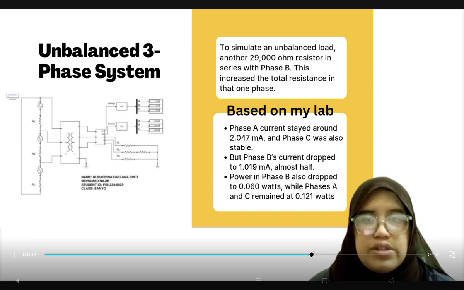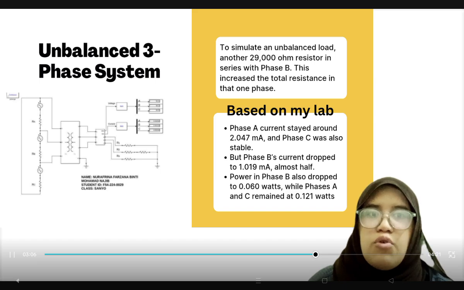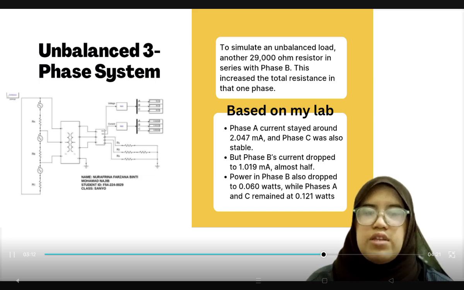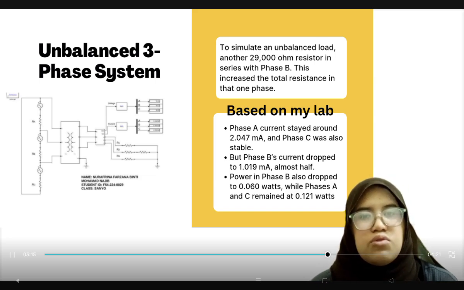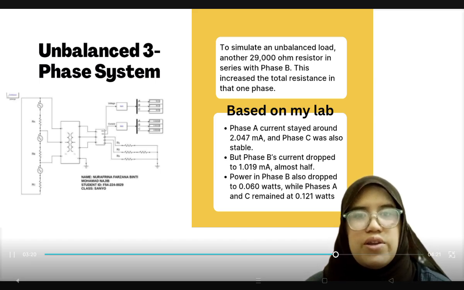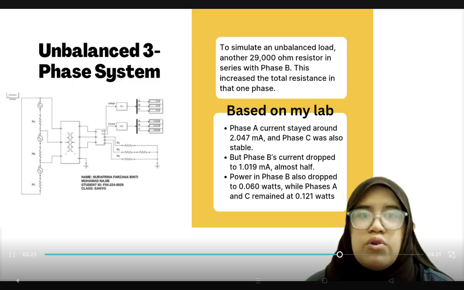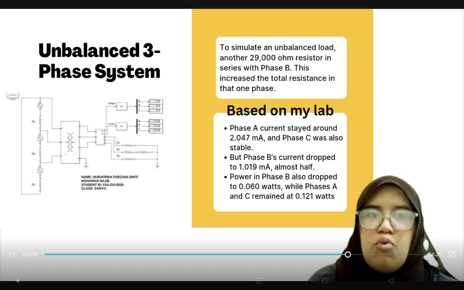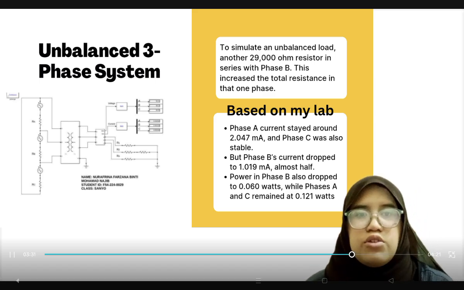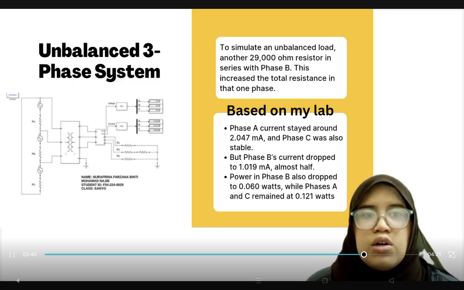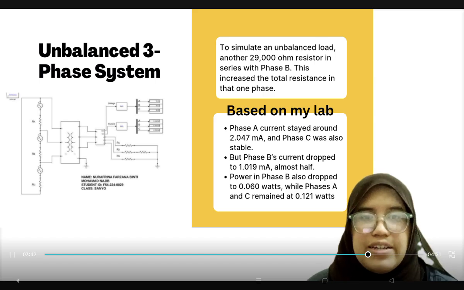To simulate an unbalanced load, I added another 29k ohm resistor in series with phase B. This increased the total resistance in that one phase. Based on my result for this unbalanced three-phase, phase A current stayed around 2.047 milliampere and phase C was also stable. But for phase B, current dropped to 1.019 milliampere, almost half. Power in phase B also dropped to 0.060 watts, while phases A and C remained at 0.121 watts. So this clearly shows that in an unbalanced system, the phases no longer behave equally. One of them ends up carrying less current and also power.